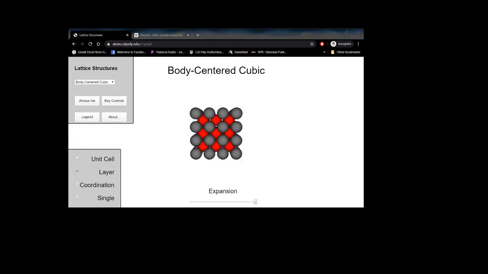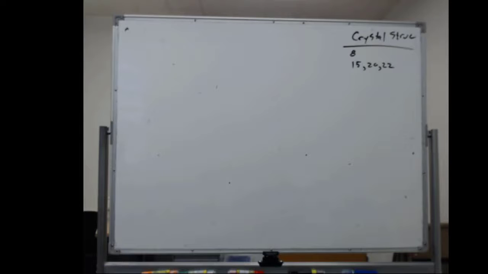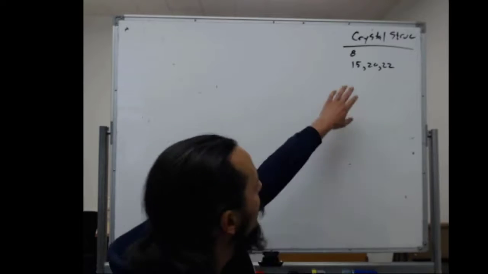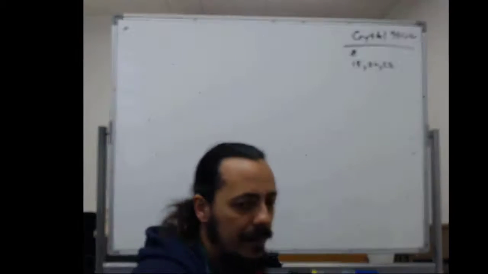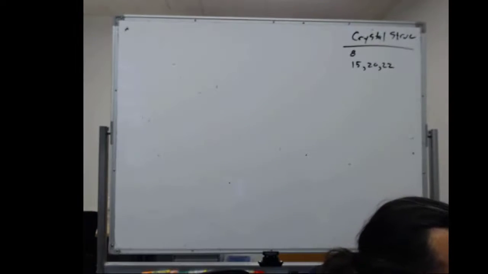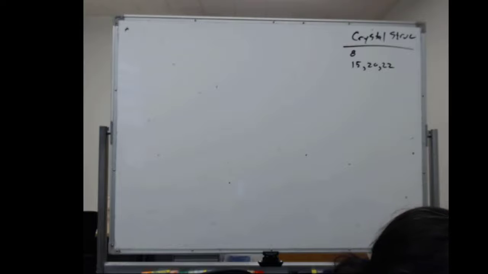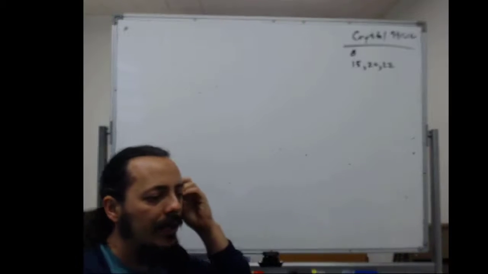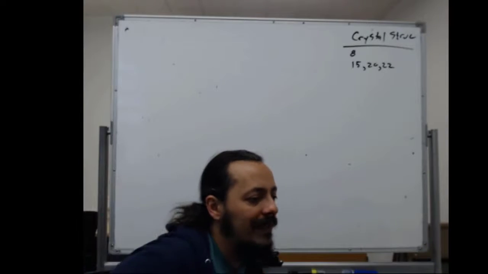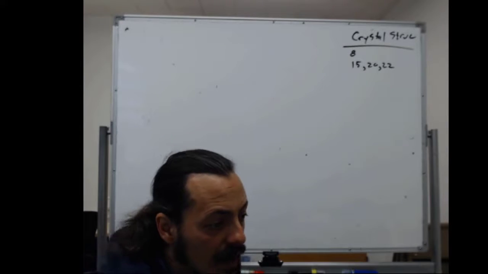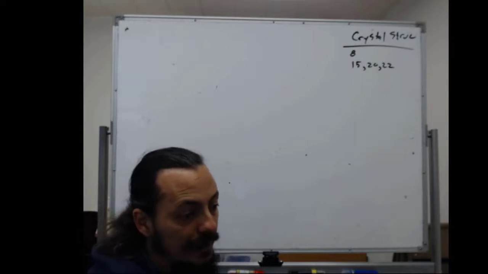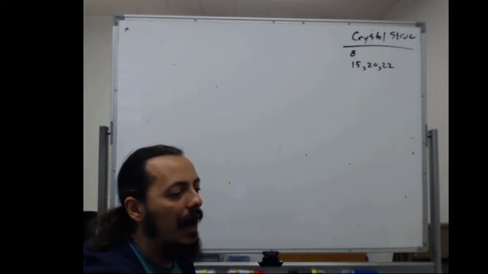So hopefully that explains that aspect. Going on to problem 15, 20, and 22. This is asking us, how does the coordination number and ion number relate to the predictions we made from periodic trends? Is there good agreement or not?